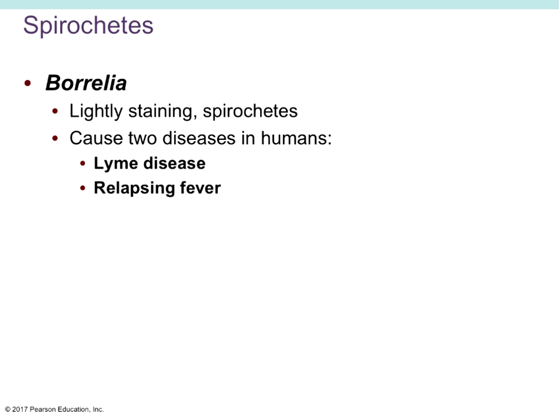On to Borrelia. Members of the genus Borrelia are lightly staining gram-negative spirochetes. They're larger than species of Treponema. They're usually gram-negative bacteria that lack that outer membrane. Instead, they have this really unique glycolipid layer around them. Species of Borrelia cause two main diseases, Lyme disease and relapsing fever.